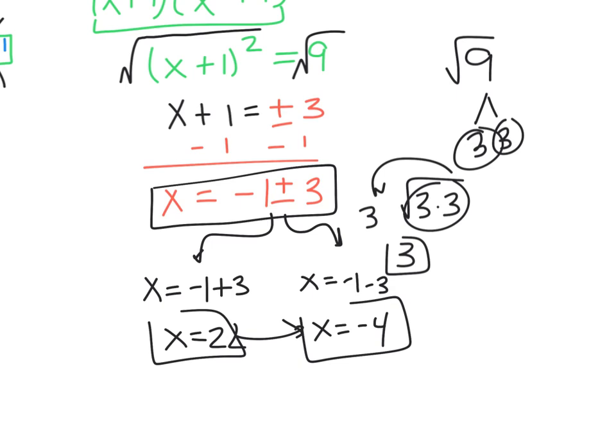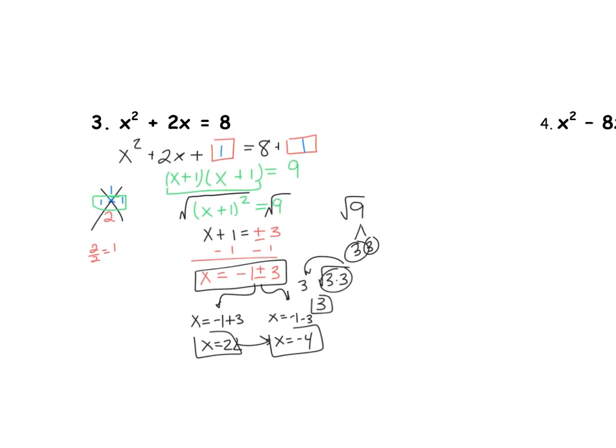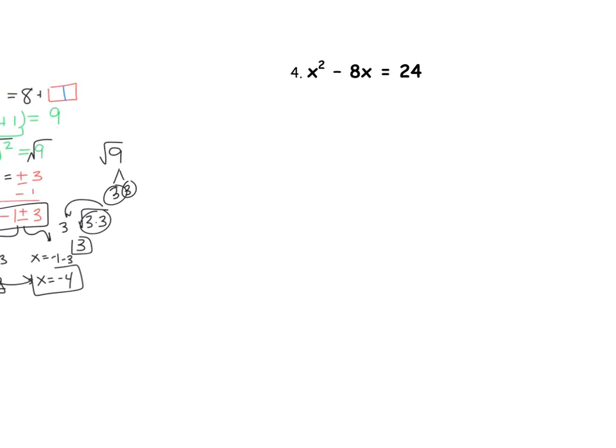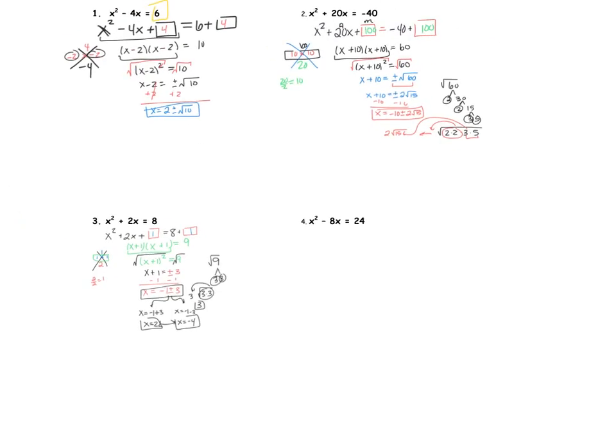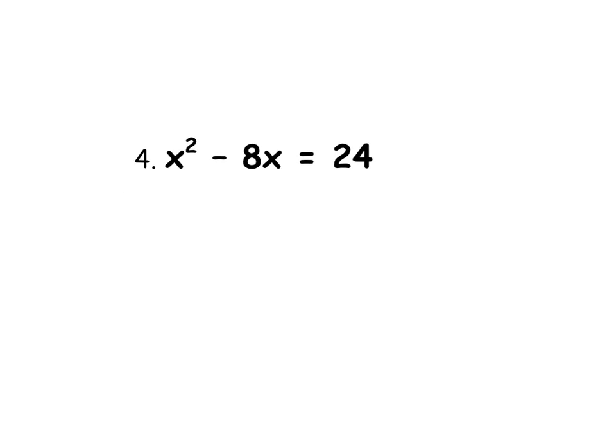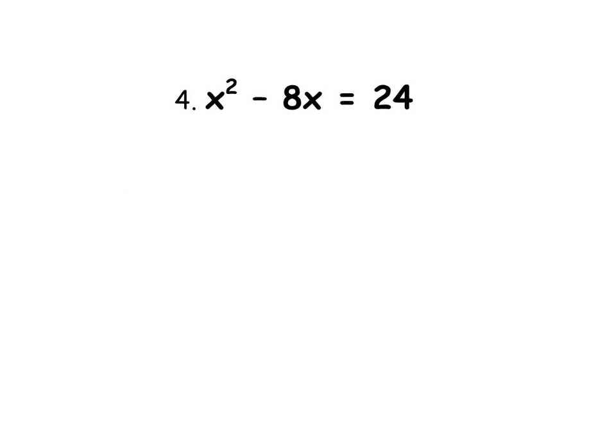All right, let's go on to our last and final example. I'm going to zoom out so you can take a picture, you can write it out, hit pause, and now we're going on to the next example. I have x squared minus 8x equals 24. Step 1, I draw out my squares. x squared minus 8x plus a square equals 24 plus a square.